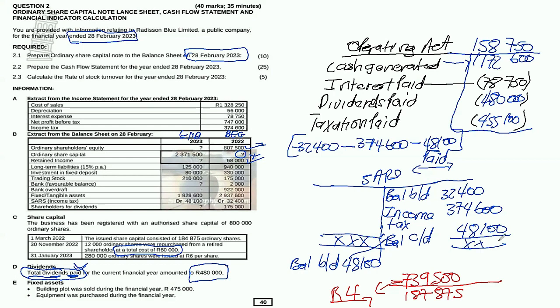So now our total here, add the two, meaning our total will be 455,100 as what? Taxation paid. Right. So yes, this is another way of doing our taxation paid in the form of a ledger. So now we have our operating activity final answer of 158,750.